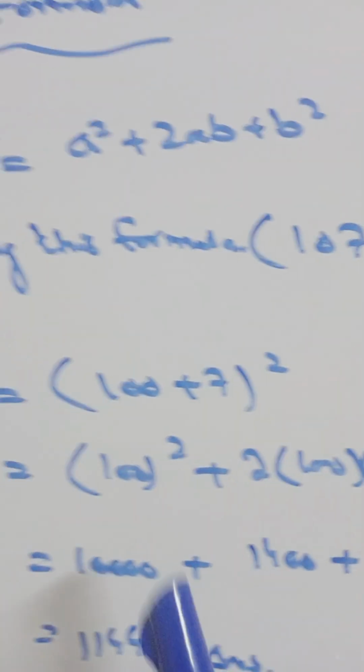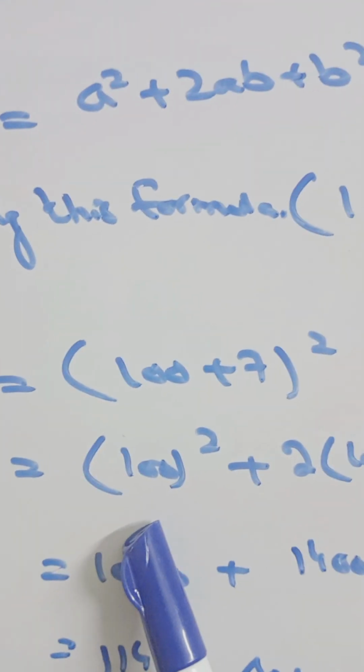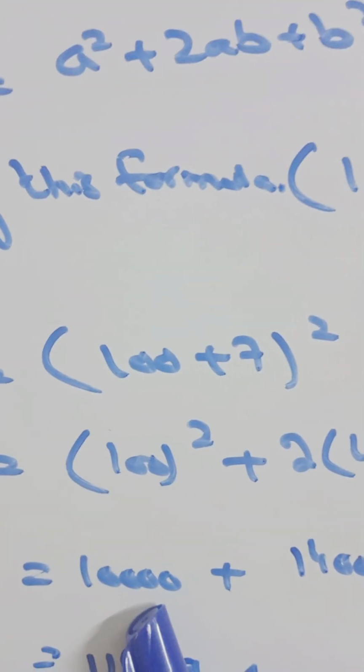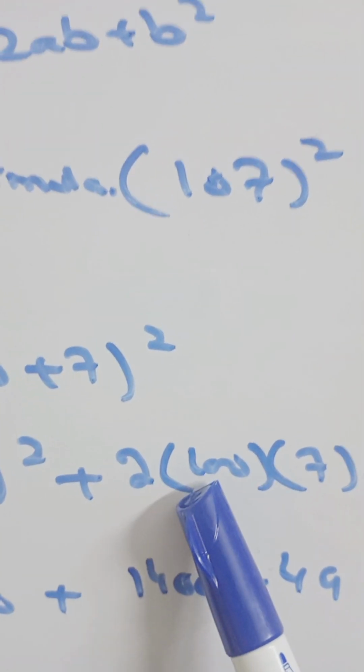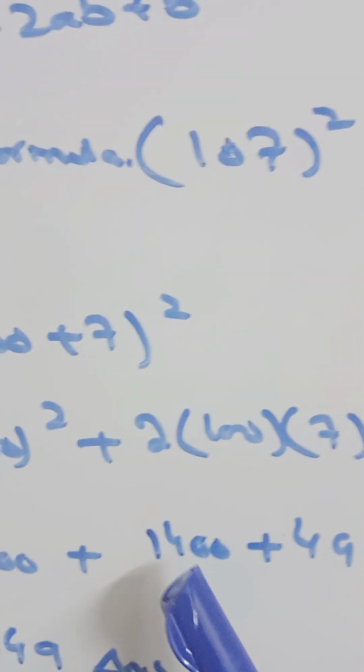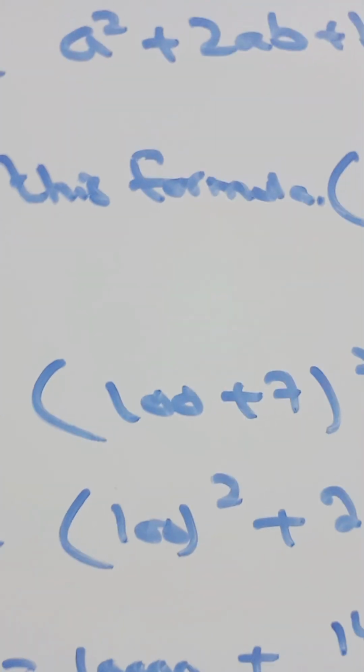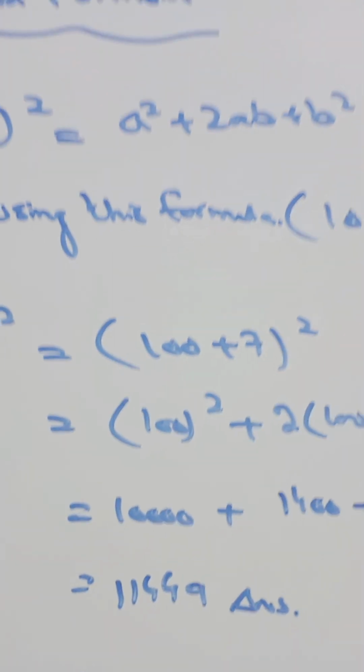Now solve it. 100 square means 100 multiplied by 100. You get 1 and 4 zeros, plus 7 square, 49. Now multiply: 2 ones are 2, 2 sevens are 14, so 1400. Now add it. The answer is 11449. I hope it's clear.